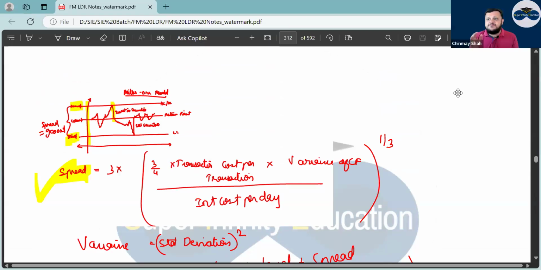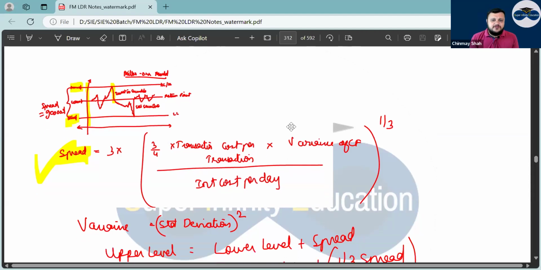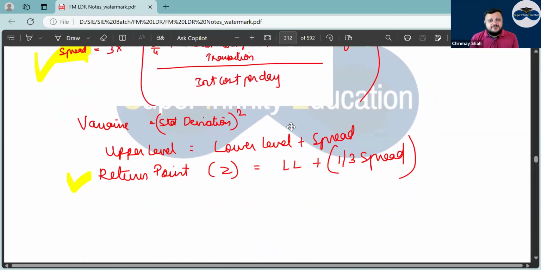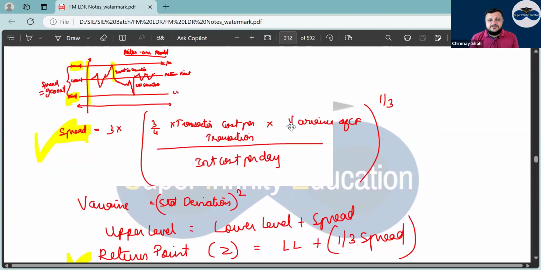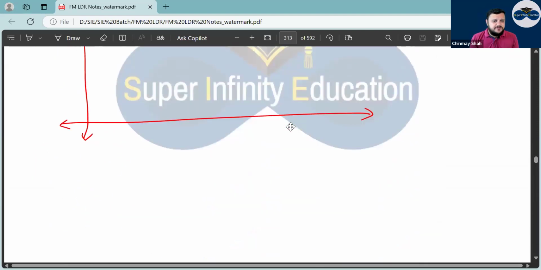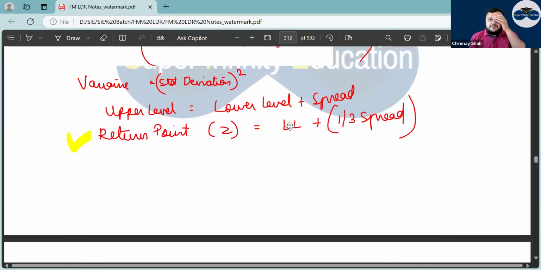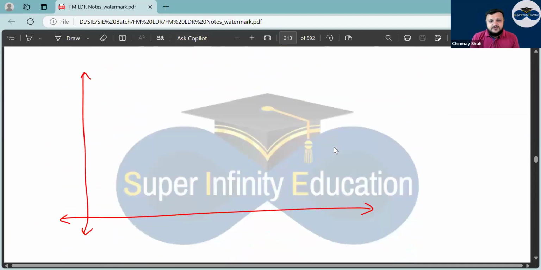In a normal calculator, this problem is always going to be there; you will not be able to take out the spread. Then variance is equal to standard deviation squared. This has also come up a lot of times. Your return point is nothing but the lower level, one third of the spread, correct?